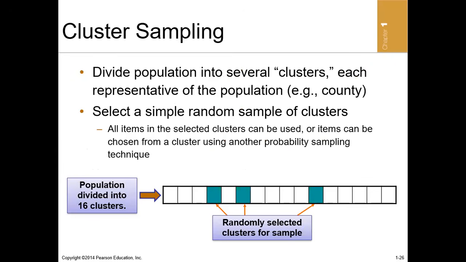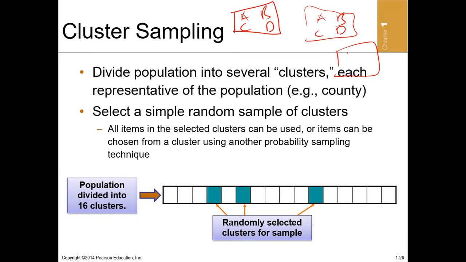And finally, the cluster random sampling is done when we are interested in geographical areas. Okay, geographical areas. So every cluster will have different people. So every cluster will have A, B, C, D. Another cluster will have A, B, C, D. Another cluster will have A, B, C, D. Okay, another cluster will have A, B, C, D.